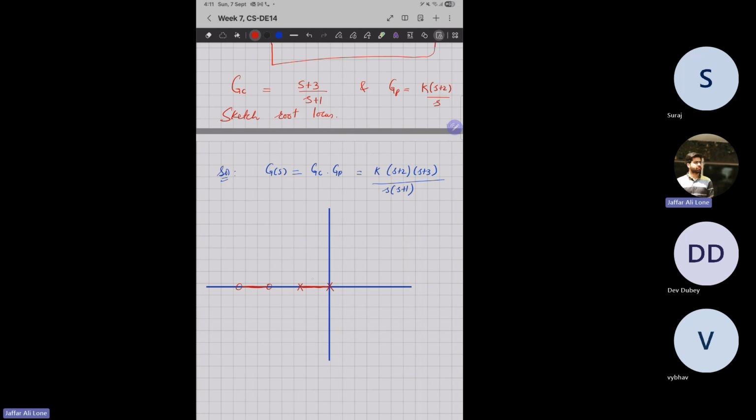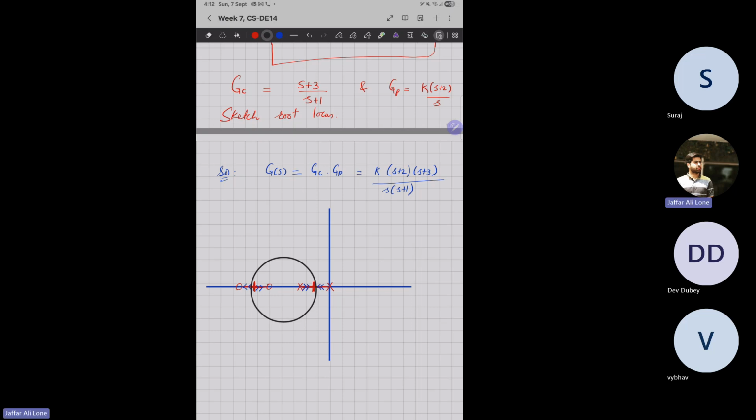Now see, there will be a breakaway point. There will be a break-in point, right? So obviously it's a circle, right? Because the poles will break away here and they will break in. There will be a break-in here. So something like this. Then from here, it will go to this zero and this zero. So if I plot it, something like this.